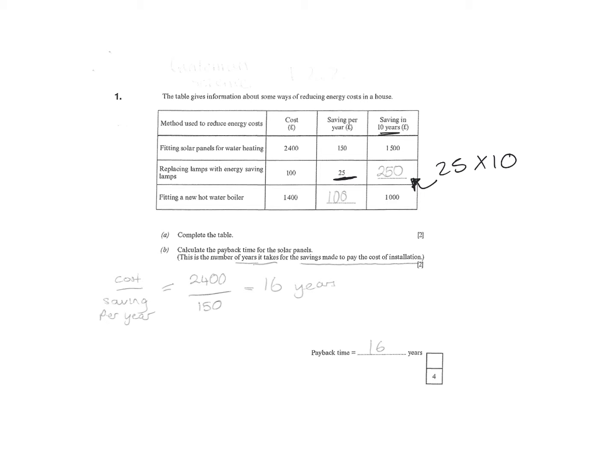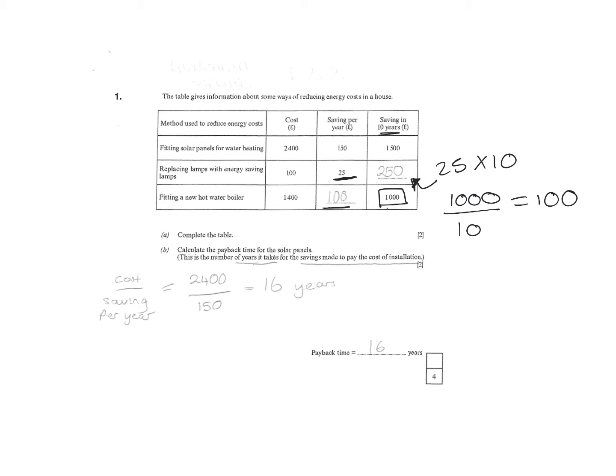Okay. This is then the opposite way around. So you make 1,000 in 10 years. So 1,000 divided by 10 is going to give you 100. So that's your saving per year. That's your saving over 10 years. Payback time then is cost over saving per year.